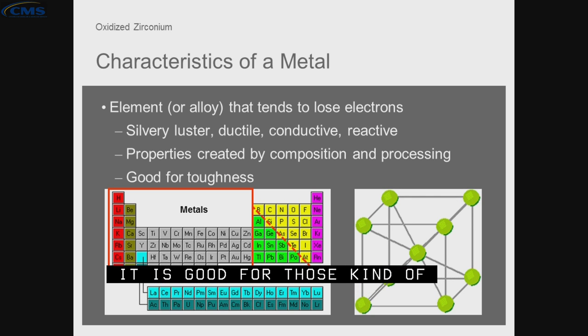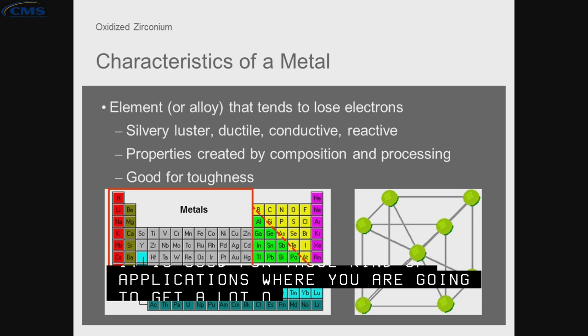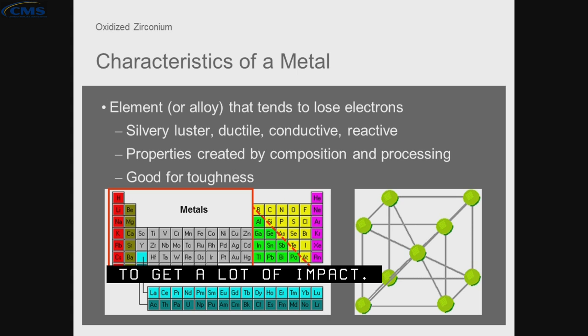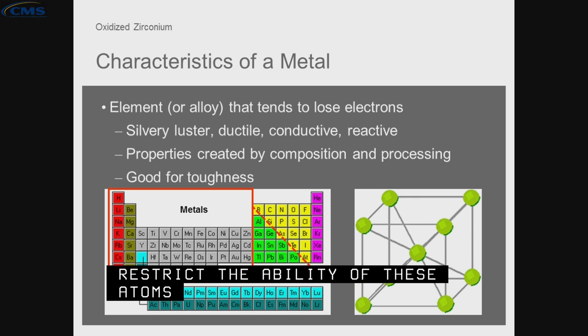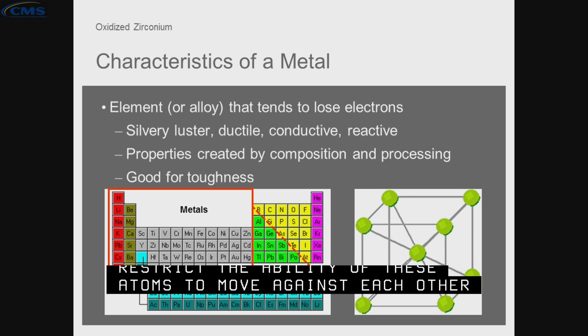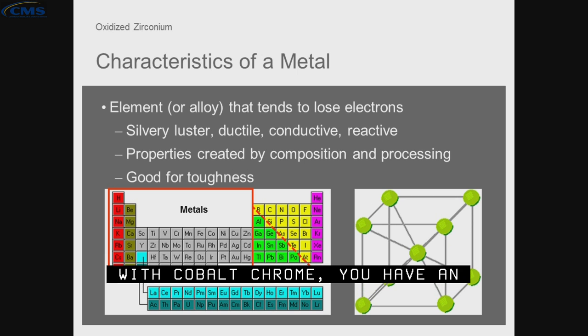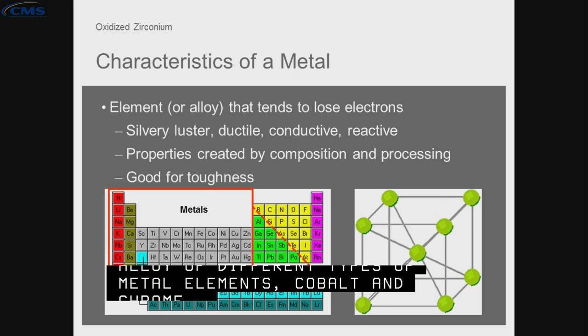By making an alloy with different atomic sizes, you can restrict the ability of these atoms to move against each other and increase the hardness. And so with cobalt chrome, you have an alloy of two different types of metal elements, cobalt and chrome, which are there and there on the periodic chart.